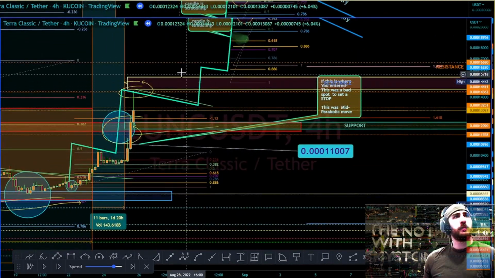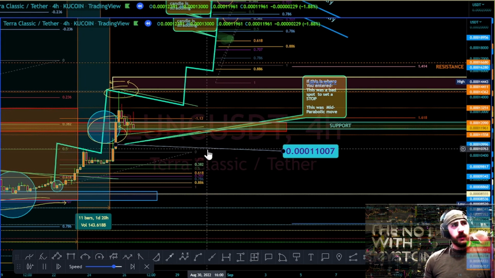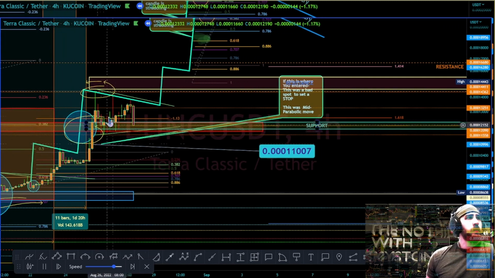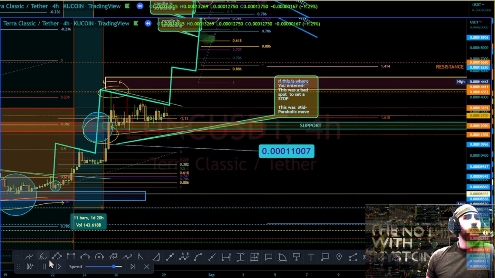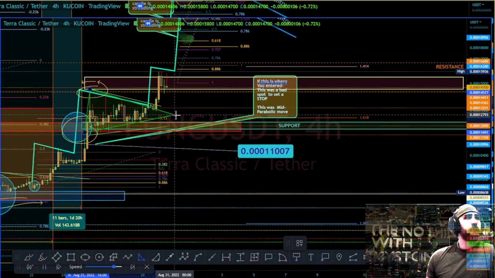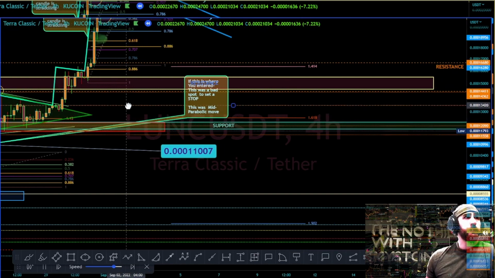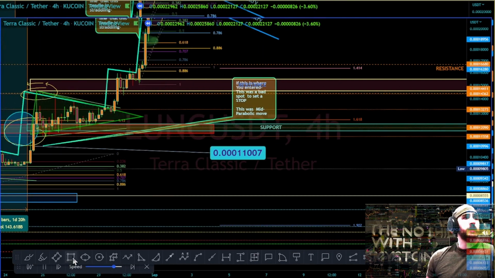So, boom, resistance, support. All right, now we press play. Want to see how the candles form. So, we're forming along this support level, but we're also forming a very bullish pattern. That was a very bullish pattern we broke out of. As you can see, boom.